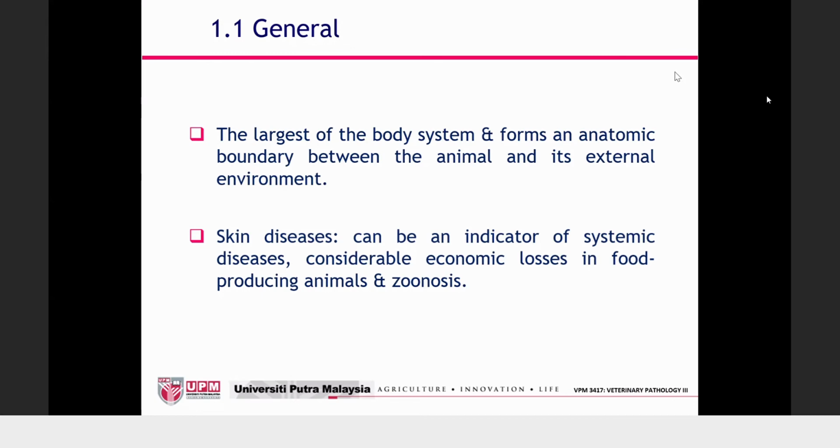And then skin diseases also can be zoonotic. Can anyone give an example of zoonotic skin diseases that you can think of? Yeah, so we have so many examples. For example, like sporotrichosis, ringworm, for example, right? Sarcoptes or even scabies. Okay, those are zoonotic, whereby it can infect humans in contact with the animals. Okay, all right.